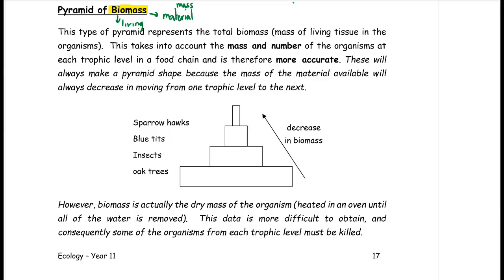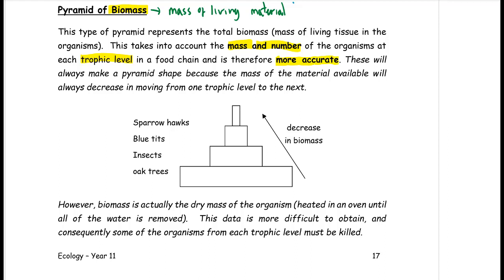So the pyramid of numbers has these problems. But that's fine, because what scientists can do instead is construct a pyramid of biomass. Now, biomass, as the name suggests, is the mass of living material. So, in this type of pyramid, it represents the biomass. This one takes into account both the mass and the number of organisms at each trophic level in a food chain, and is therefore more accurate.